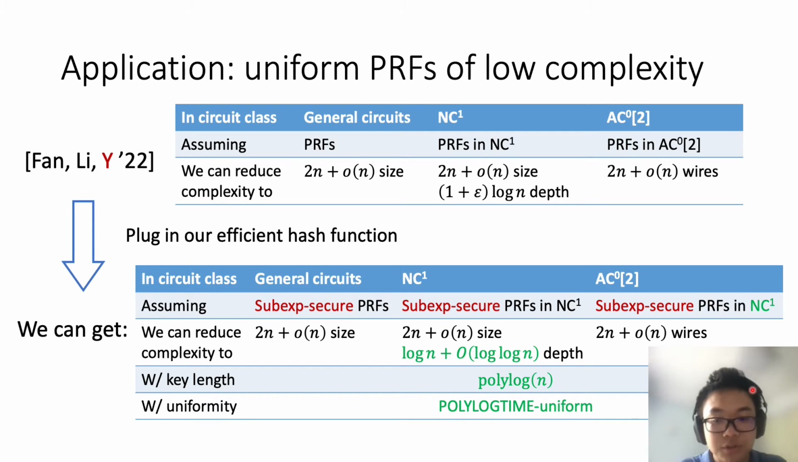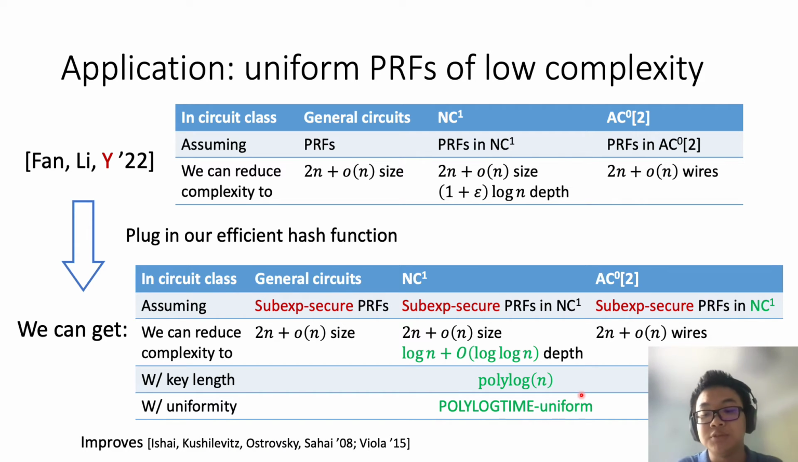You might be confused about the sub-exponential security in the assumption, but I note here that this is in fact unavoidable since we are requiring polylog key lengths. So the security of the resulting PRF is actually sub-exponential. So of course we should assume a sub-exponentially secure PRF. And this result improves the previous ones by Ishai, Kushilevitz, Ostrovsky, Sahai, and Viola, and of course our work FL1.